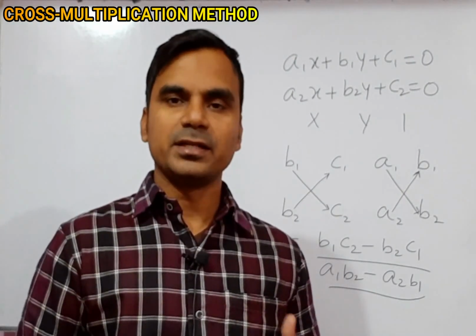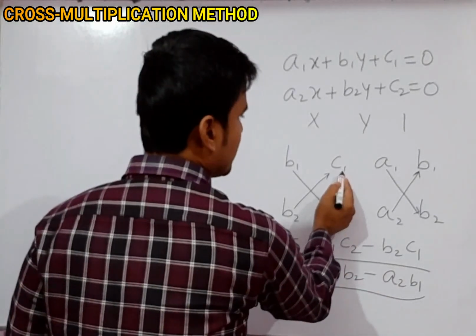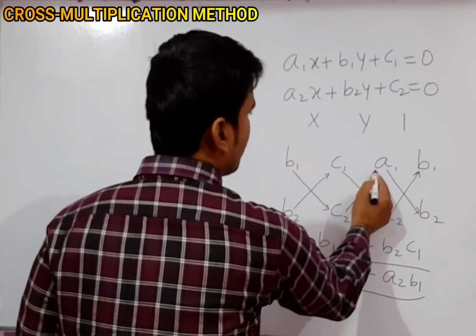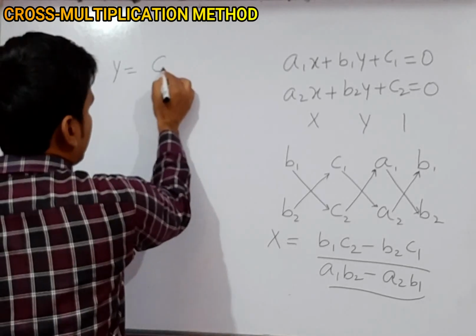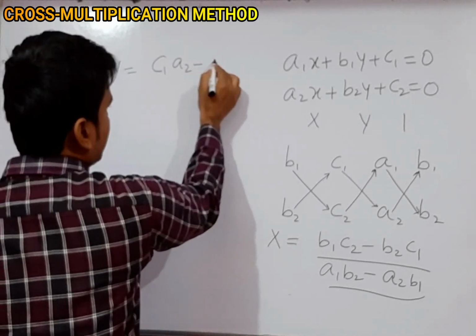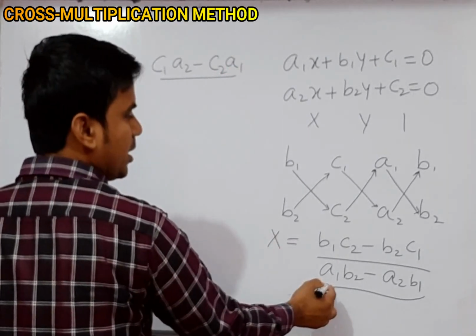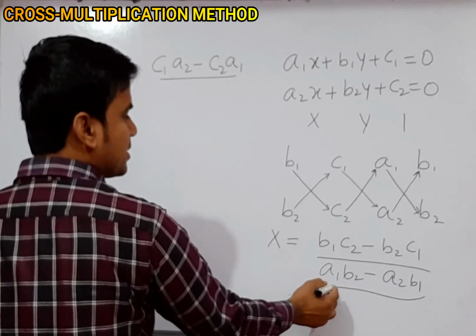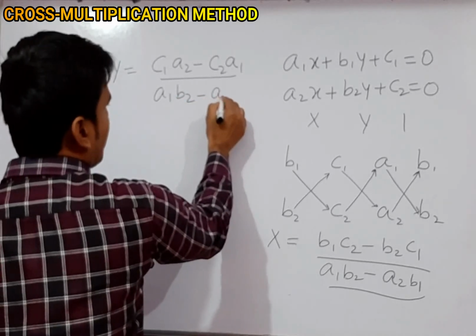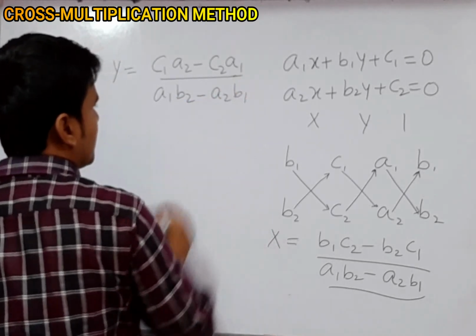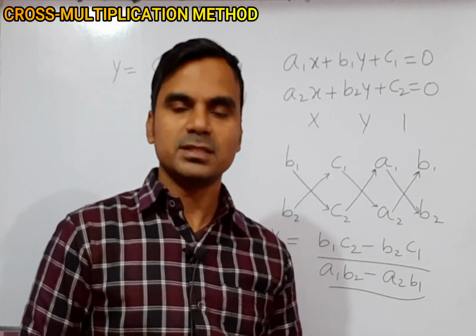Now for finding the value of variable y, what we do, that we cross multiply c1 with a2 and c2 with a1. So we can write y equals to c1 a2 minus c2 a1, and then the same in division, we will write the same thing as we have written in the x, a1 b2 minus a2 b1. Okay, so in this way, by using these two formulas, we can find out the value of the two variables x and y.